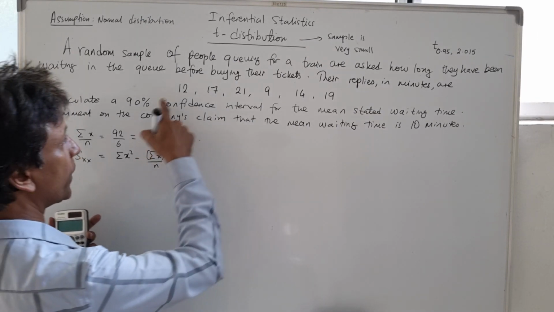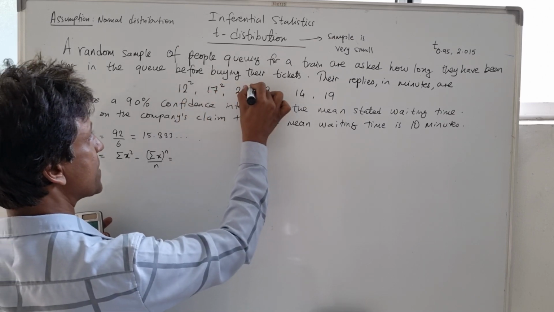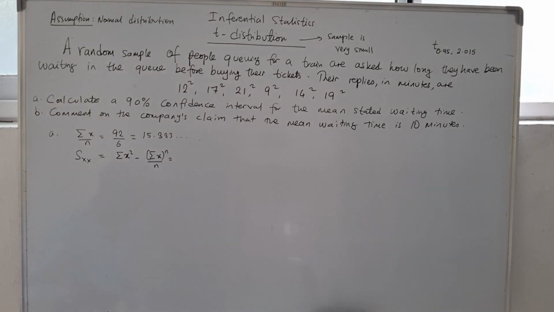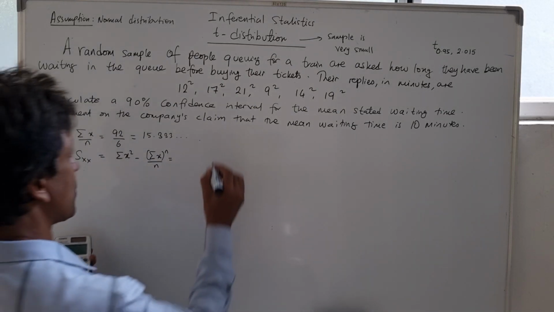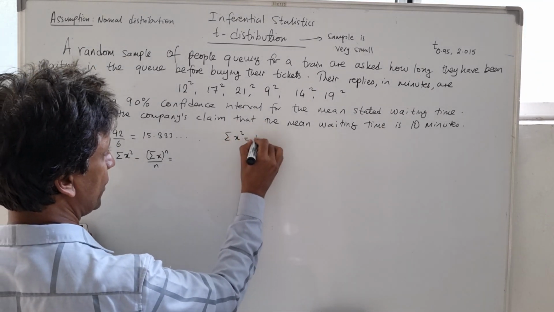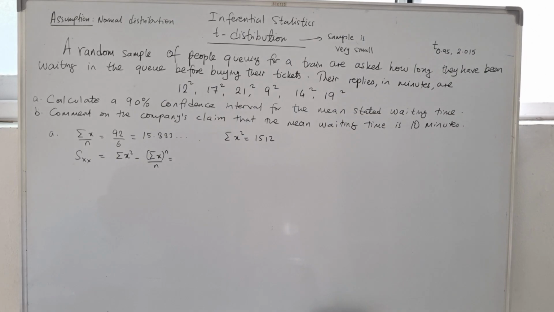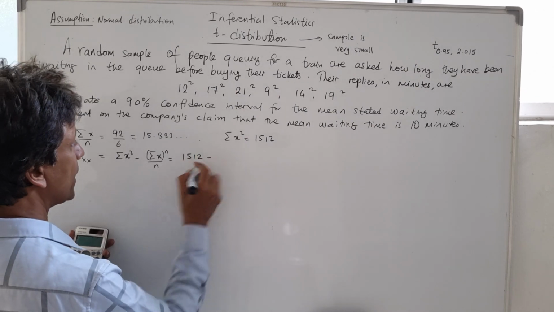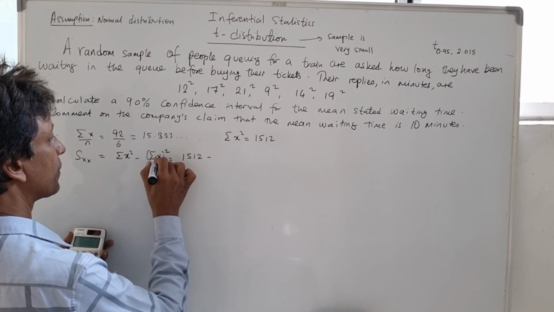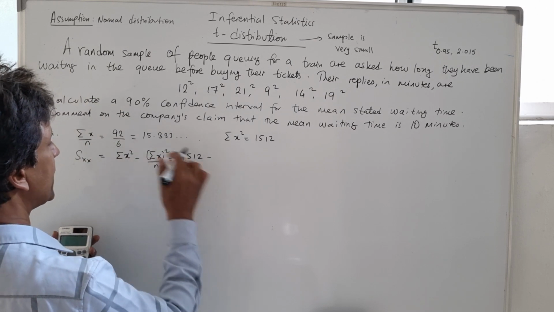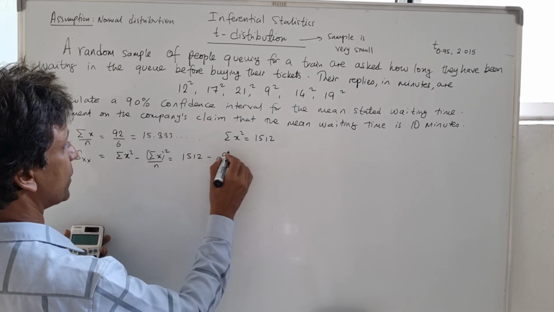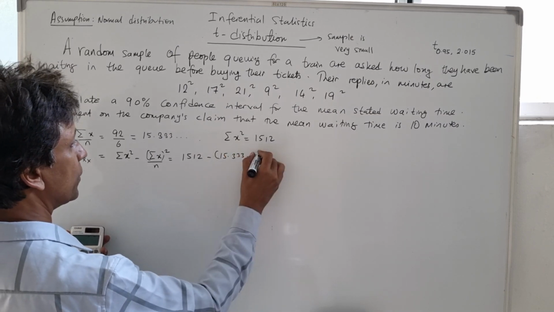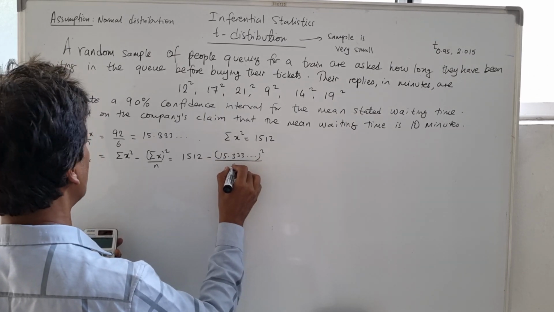So for the summation of x squared, we're going to have to square each of these and then add them up. If you square each of these and add them up, you should get 1,512. So it's 1,512 minus the mean of x squared, which is 92 over 6, or 15.333 and so on, squared, times n, where my value of n is 6.